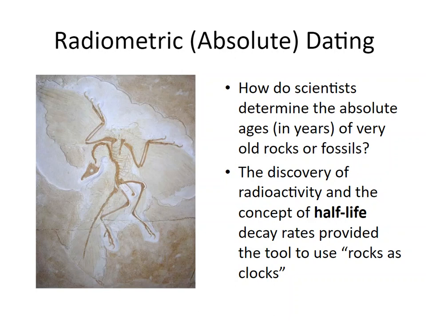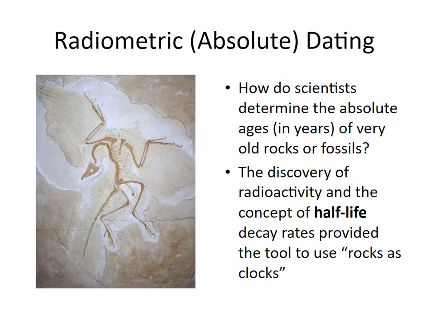So we finished relative dating, and now we're going to look at radiometric or absolute dating. And the big difference here is this method allows us to determine the age of something in years. Okay, it's very different. It involves something called radioactivity and half-lives and isotopes.